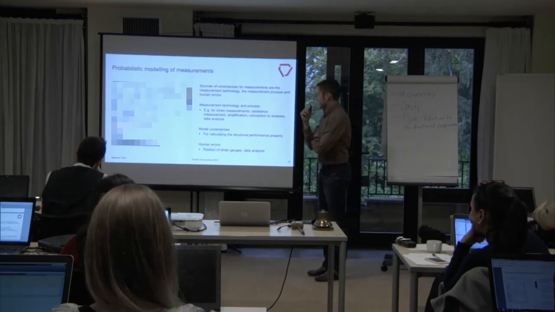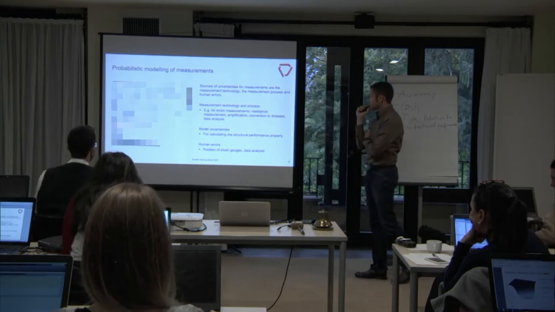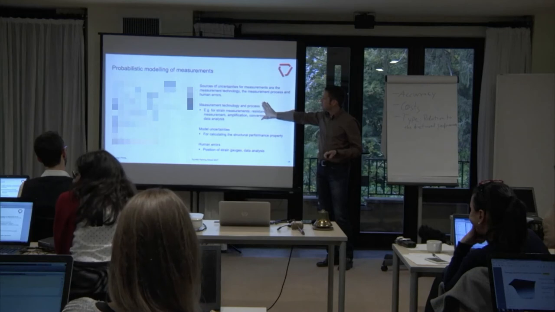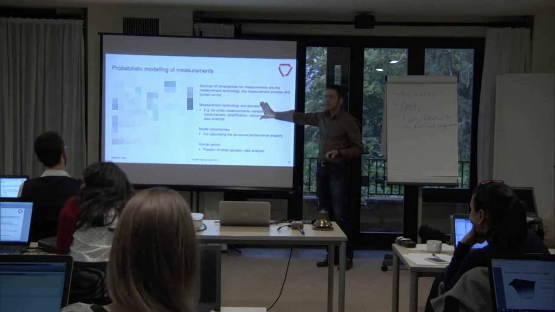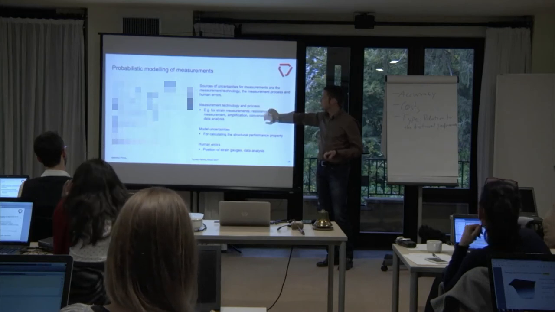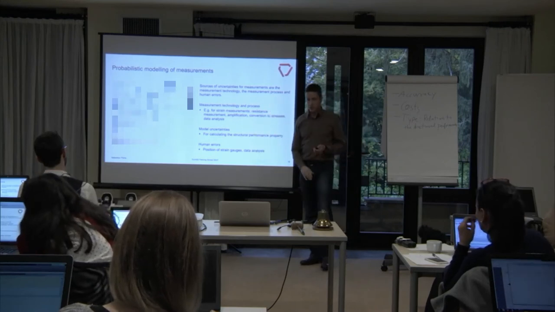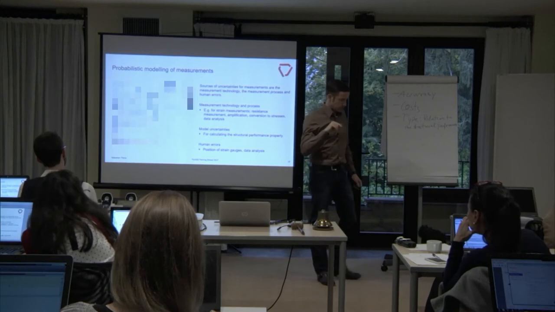Okay, so this slide we already know. It contains our uncertainties. They are associated to the measurement technology and process. If we describe this process and the technology probabilistically, then there will also be model uncertainties, and we have our human errors.